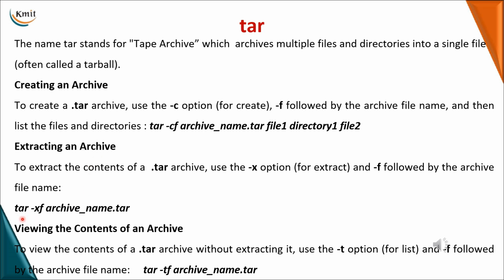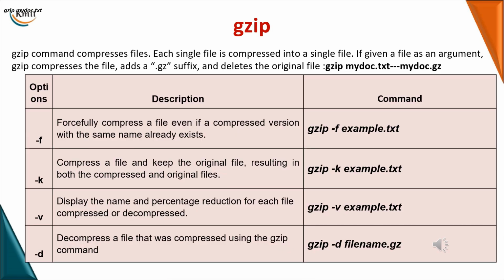If you want to extract the contents of an archive file which is already created, I need to use the command -xf, which is for extract, and the name of the file. If you want to just view the contents of the archive, what are all the directories or the files present in it, then it is -tf and the name of your archive file.